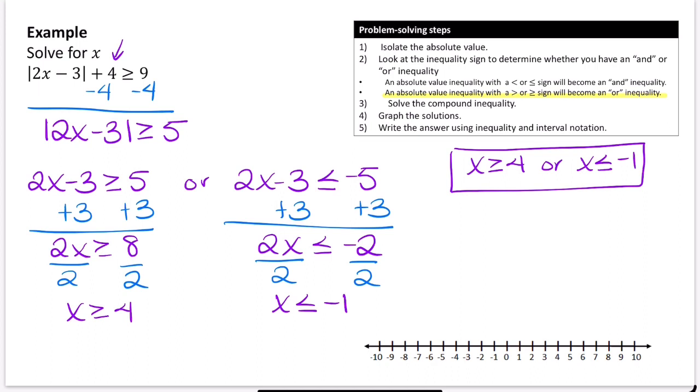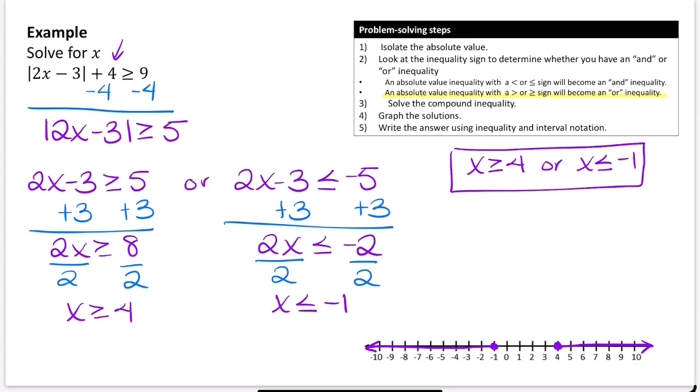So when I graph my solutions, x is greater than or equal to 4. I'm going to put a filled in circle at 4, and then shade to the right of 4. So for negative 1, I'm going to put another filled in circle at negative 1 and shade to the left of negative 1. So now I need to write my solution in interval notation.